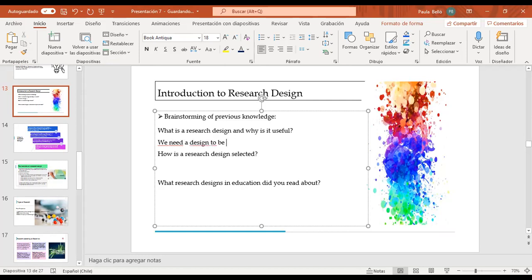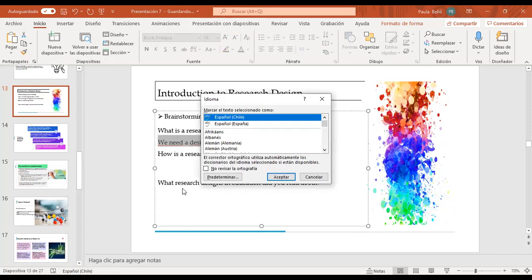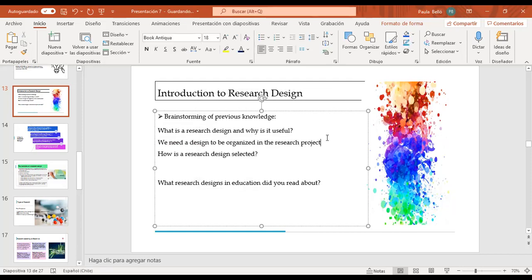Yes, and also if we are organized with the structure, we can catch, tomar todas las ideas. We can take advantage of ideas. Yes, of course. So organization is important for carrying out the research.